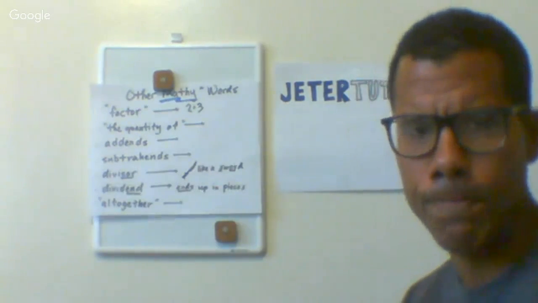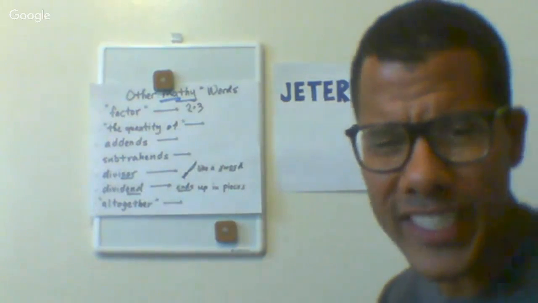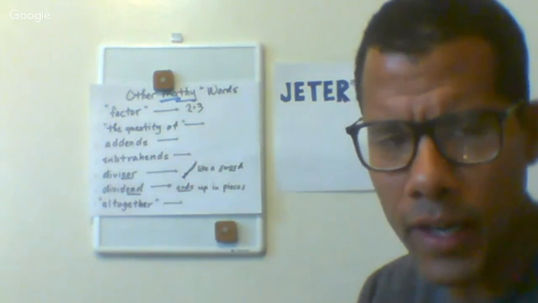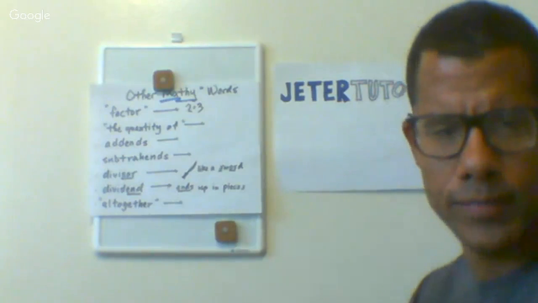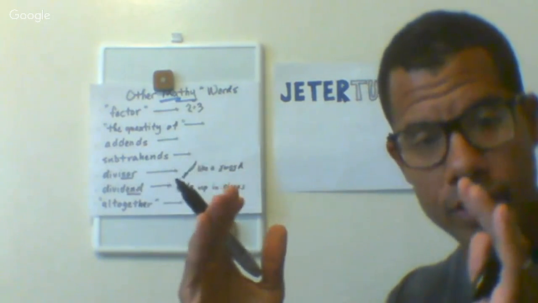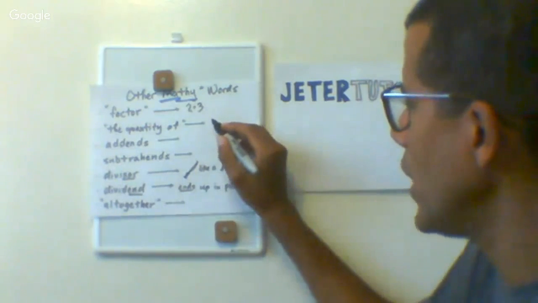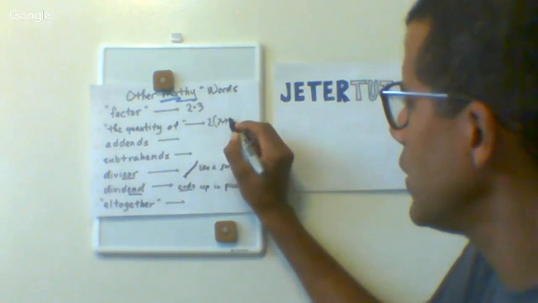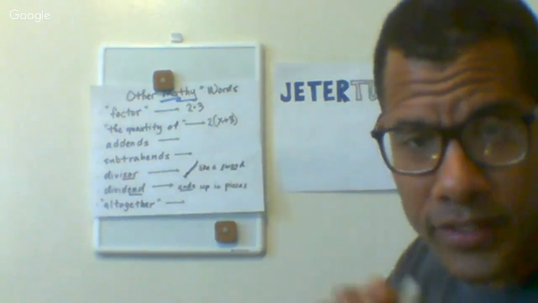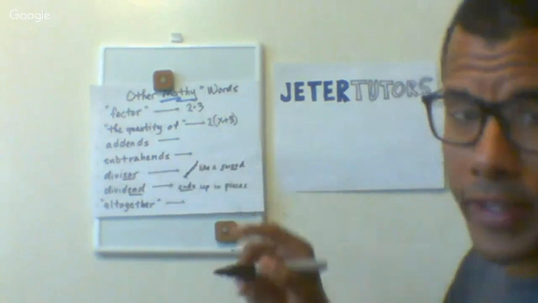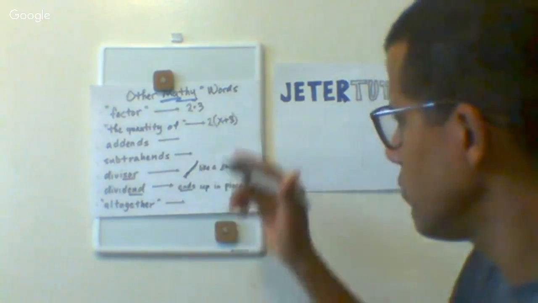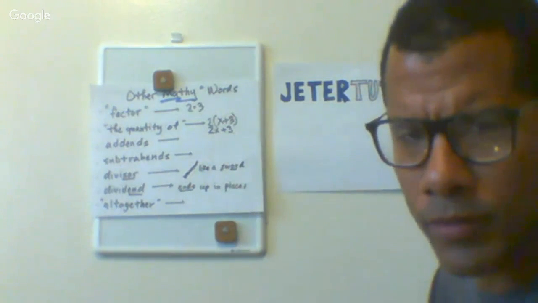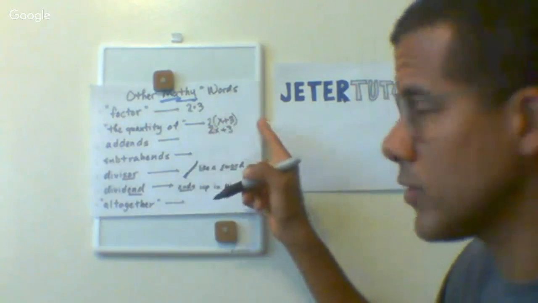Okay, now here's a good one, for a little bit higher grades: the quantity of. When do you say the quantity of? You say the quantity of when you have parentheses, because it's more than one thing inside those parentheses. So if I say 2 times the quantity of x plus 3, the x plus 3 is in the quantity. Now let me say it another way, 2x plus 3. Now 2x plus 3 is not equal to 2 times the quantity of x plus 3.